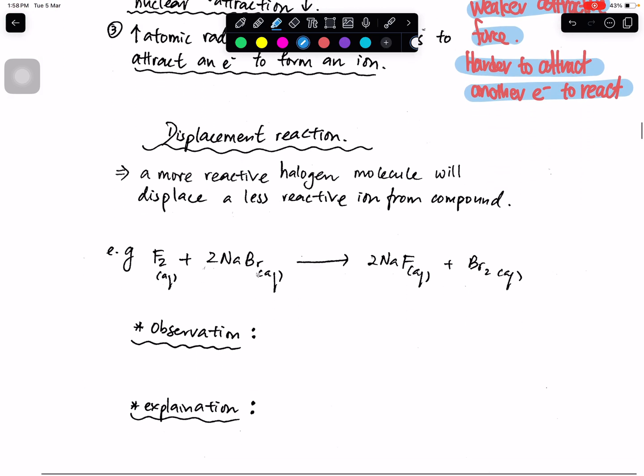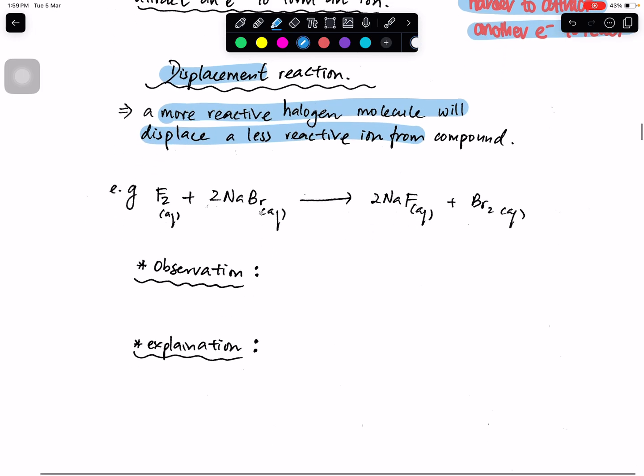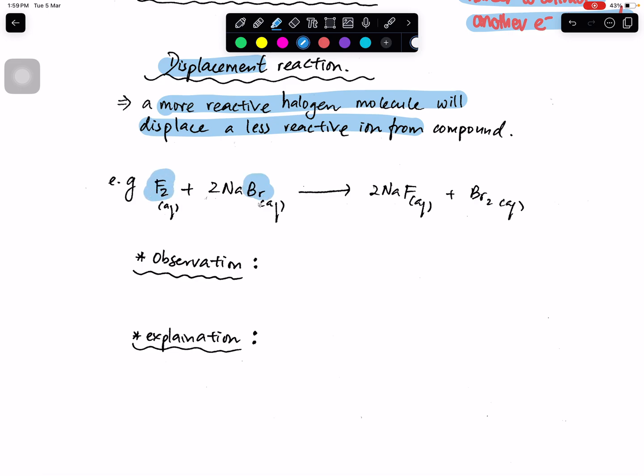Other than that, when it comes to your displacement reaction, it's very similar to that of your metal. So a more reactive halogen will displace a less reactive halogen. So F2 and Br2, right? F2 will actually displace Br2. Just take note of the coloring. For these two compounds here, they will actually be colorless, so you don't really see much, but when it comes to bromine, you will know that it is reddish brown. So the observation here is that your colorless solution will turn brown.